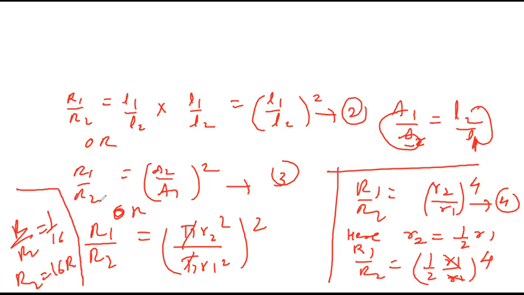Okay. Understood now fully? Hello? Yes, sir. Please copy. Definitely one question will come: either length becoming double or half, or area becoming double, triple, half, or radius.